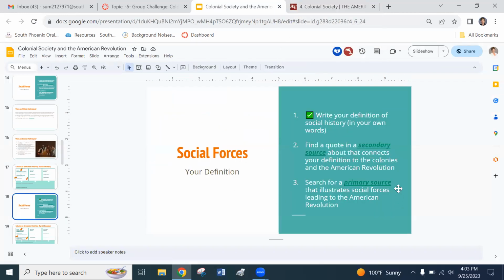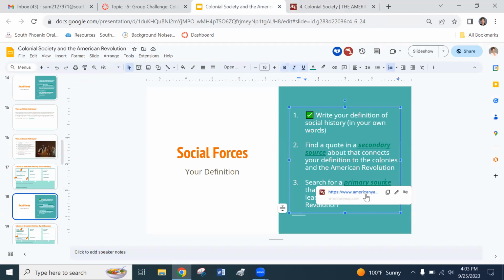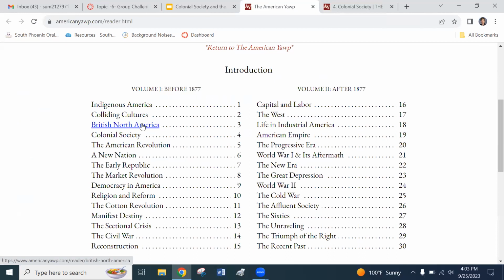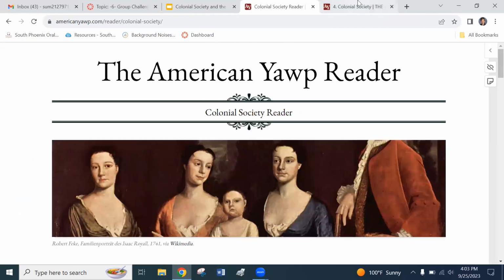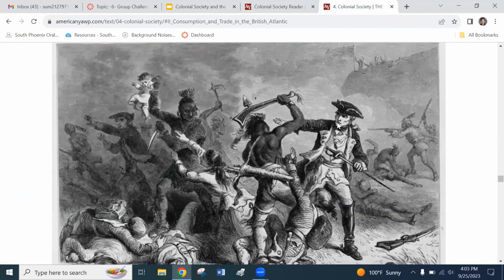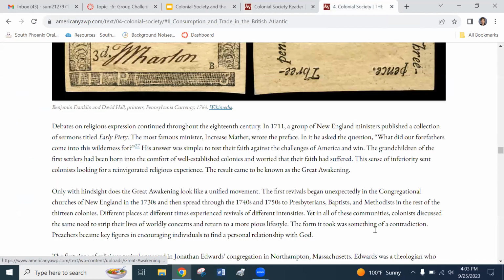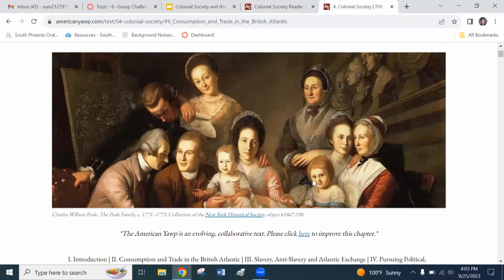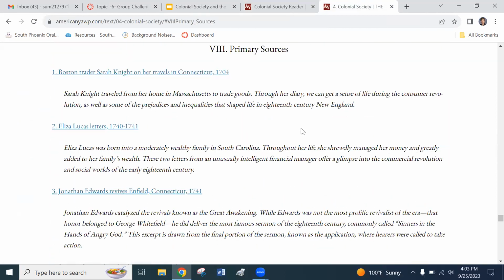Well, I could click on this primary source link right here. And that takes me to the primary source reader. And I was in British North America, or no, Colonial Society. The other thing you could do is scroll when you get to the chapter itself. This is the original secondary source link I took you to. You could just click on primary sources.